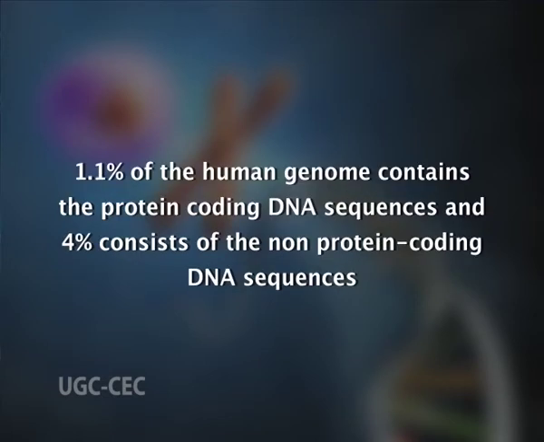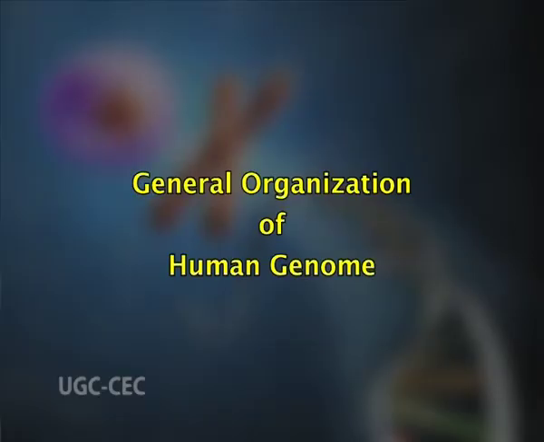evolution, out of which only 1.1% of the human genome contains the protein coding DNA sequences and 4% consists of the non-protein coding DNA sequences. These non-protein coding DNA sequences are strongly conserved, which include functionally important RNA molecules and many cis-acting sequences that regulate the gene expression. Now we shall talk about general organization of the human genome.